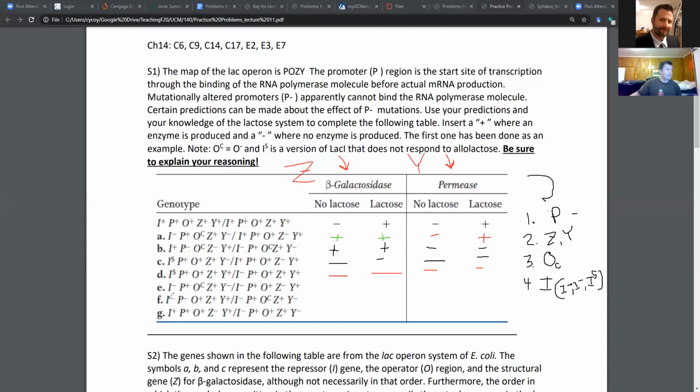Okay, let's look at E. Look at it real quick. Take a look. E. What do I think? What would my answers be?